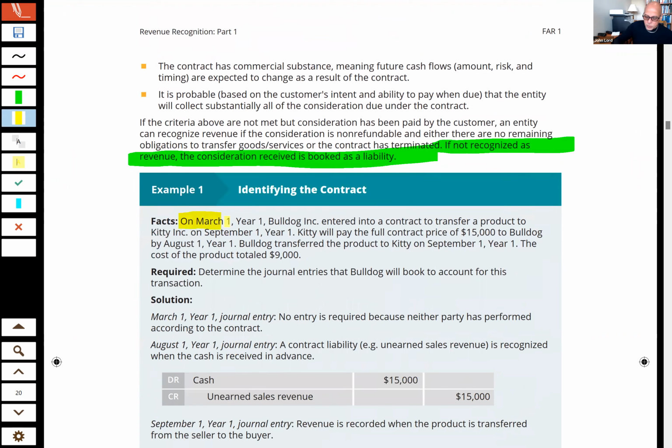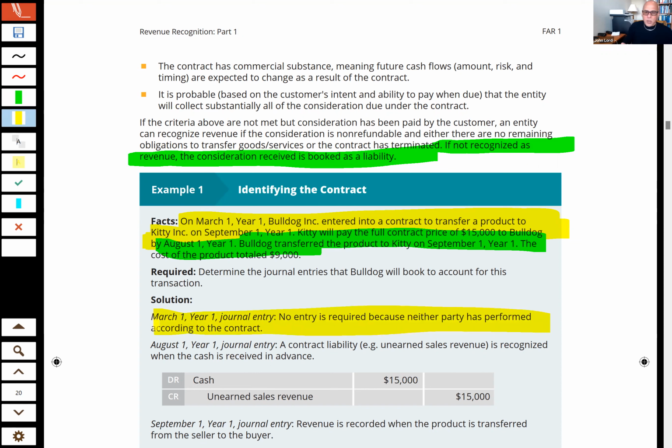They tell us that on March 1st, year one, they entered into a contract to transfer product to Kitty. Bulldog is going to transfer product to Kitty on September 1st, year one. Kitty will pay the full contract price of $15,000 to Bulldog by August 1st, and Bulldog transfers the property to Kitty, and the cost of the product totaled $9,000. They're telling us the cost of the product because we're going to have to account for our cost of goods sold in our inventory, okay? Now, when you sign the contract, even though you have a contract, there's no journal entry because neither party has performed on any part of the contract obligation.